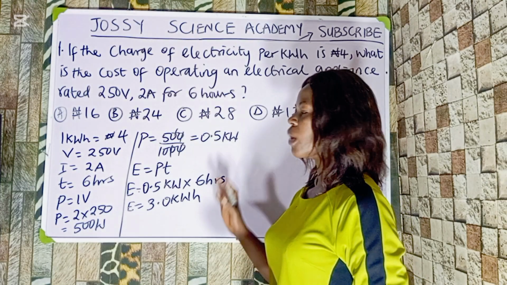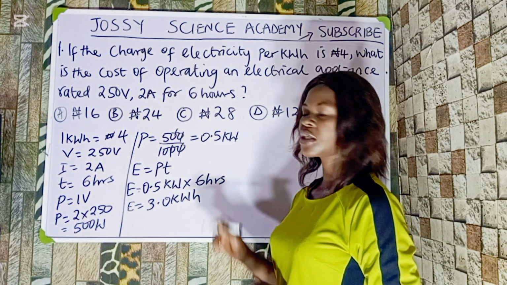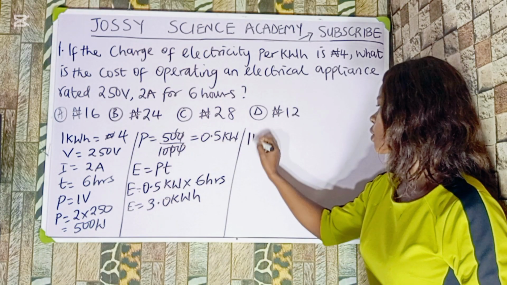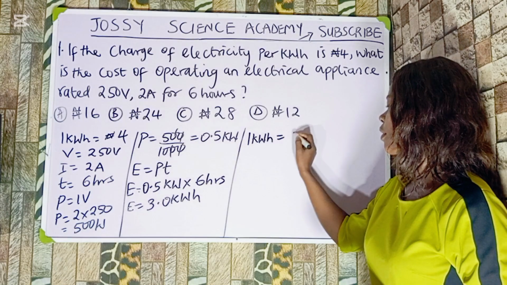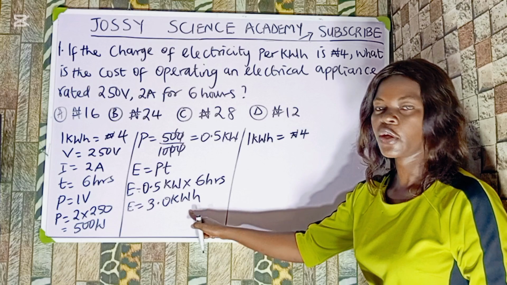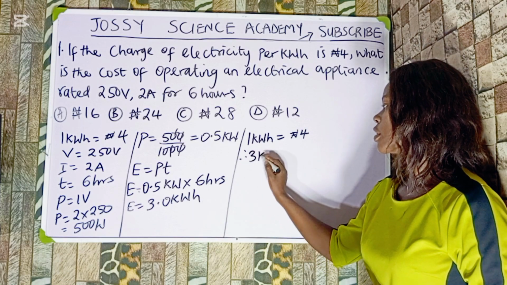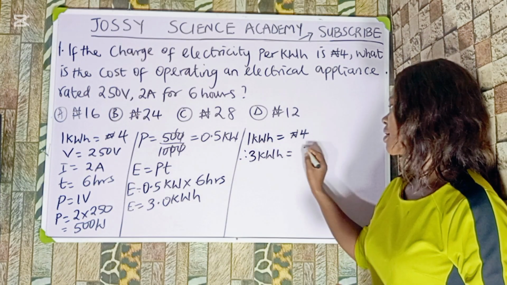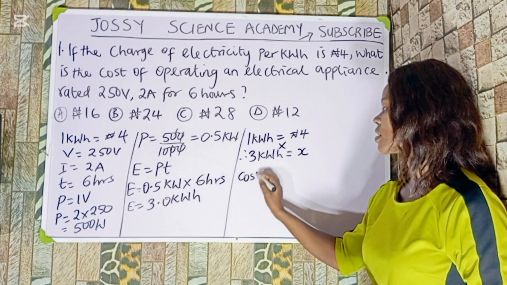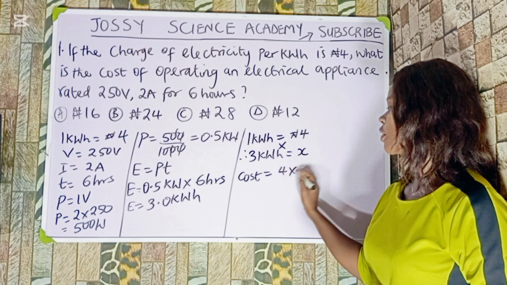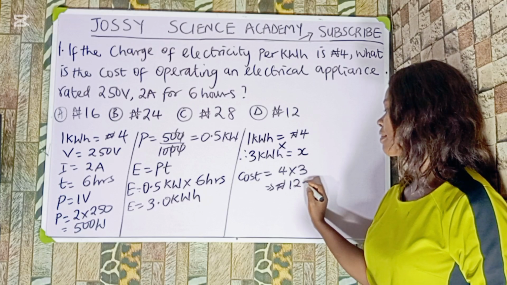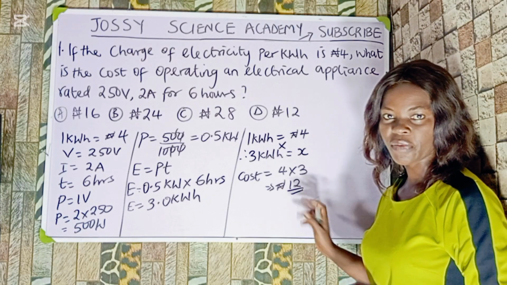But from the question, we are given that 1 kilowatt hour equals 4 naira. So what is this going to give us? Let's go by saying 1 kilowatt hour costs 4 naira. Therefore 3.0 kilowatt hours, which is what we are looking for, is X. So if we cross multiply, the cost is equal to 4 multiplied by 3, and that will give us 12 naira. I hope that is clear.